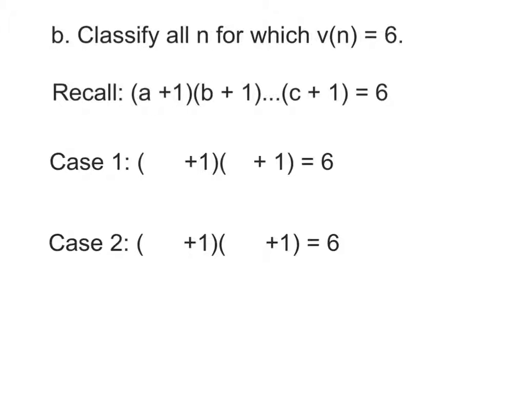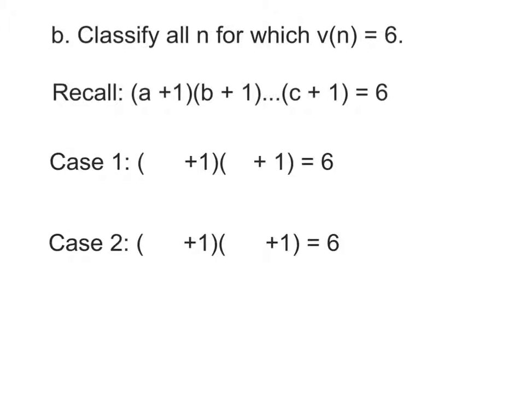We go back to our original idea. It's the fact that (a plus 1) times (b plus 1) times (c plus 1), and any other exponents that we may have, is going to be equal to 6. And recall a, b, and c are the exponents, and they represent the number of times that a particular prime occurs in that prime factorization. So for this particular problem, we basically have two cases.